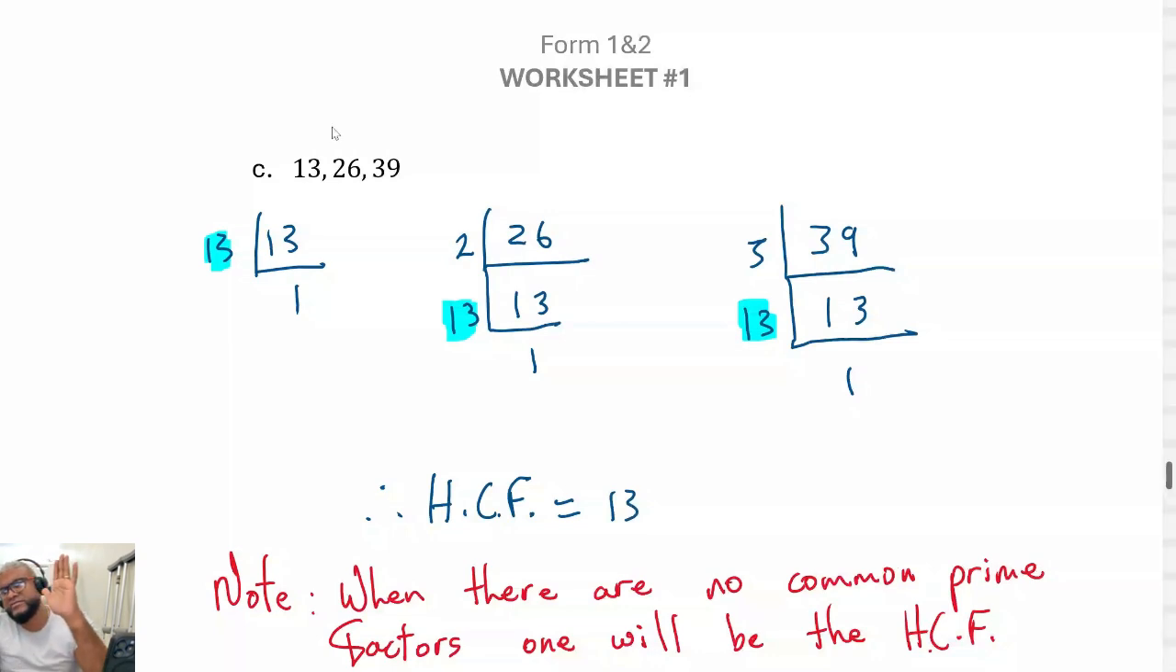Raise your hand if you knew that. If you didn't find anything, one would have been the HCF. Raise your hand if you knew that. Okay, some people knew it. Very good.